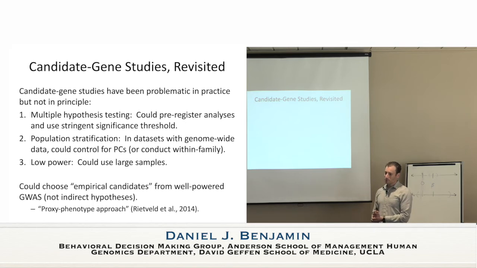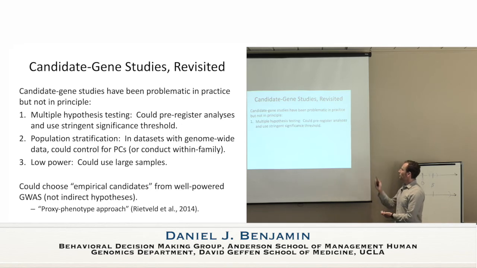So before we move on from talking about the methodology, I just want to mention one last thing about candidate gene studies. I want to be clear that although they had lots of problems in the way that they were done, there's nothing wrong with candidate gene studies in principle. In fact, they are often used in other contexts successfully where there's reason to look at particular SNPs or particular genes. To deal with the problems that came up with multiple hypothesis testing, you could pre-register your analysis and use the appropriate significance threshold.